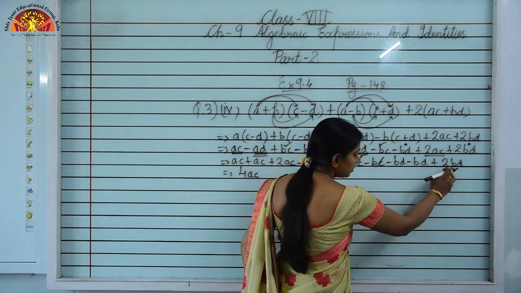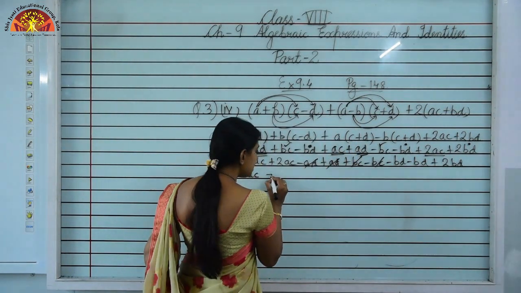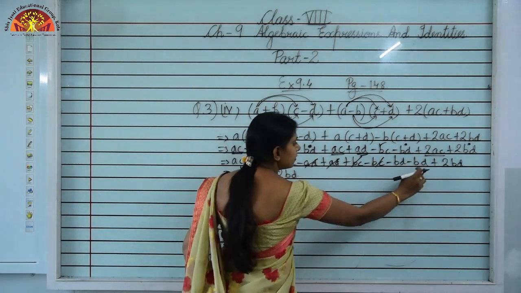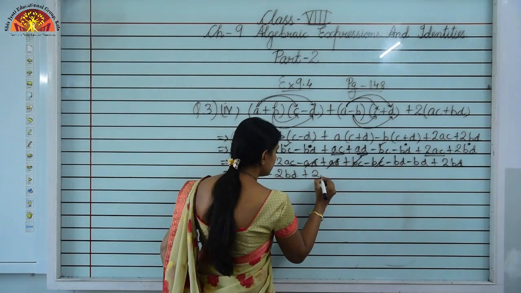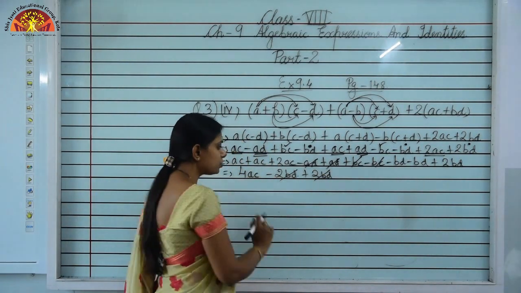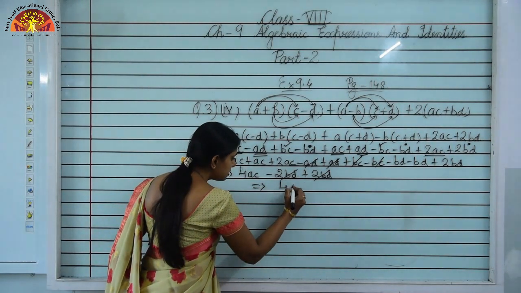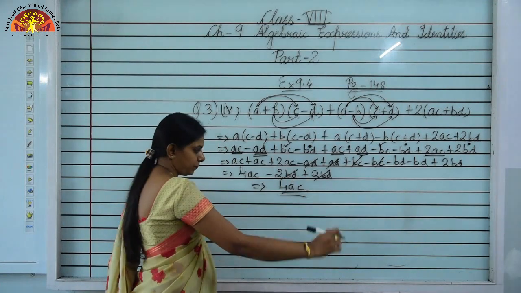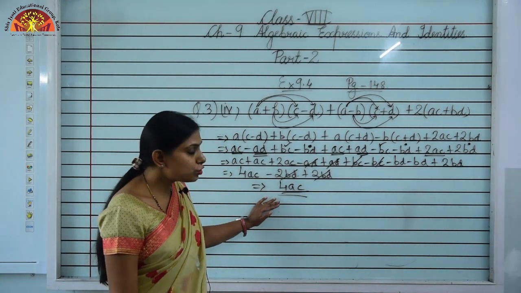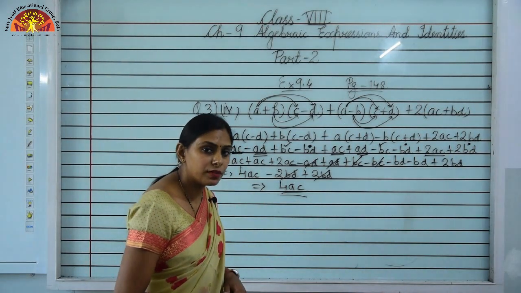Now 2BD and minus BD and minus BD. So minus BD and minus BD will become minus 2BD, it will become plus 2BD. Okay. Now again plus 2 and minus 2, so it will cut. So your final answer is 4AC. Is it clear? So your answer is 4AC. I hope children that you have got clear with the multiplication of a binomial with a binomial.